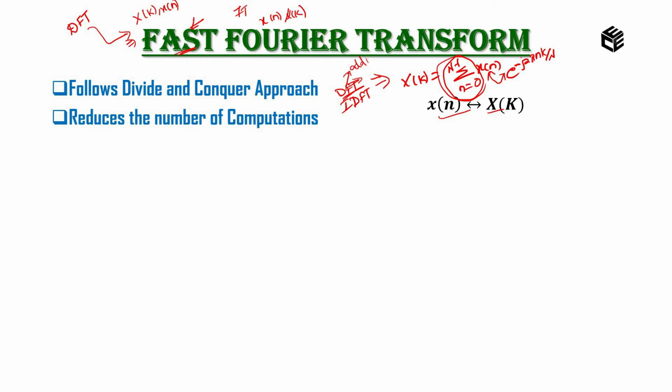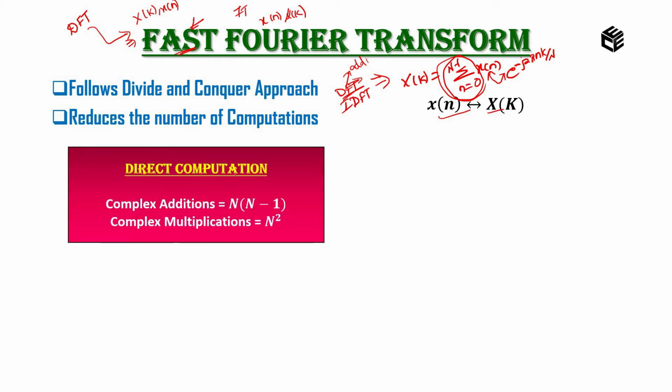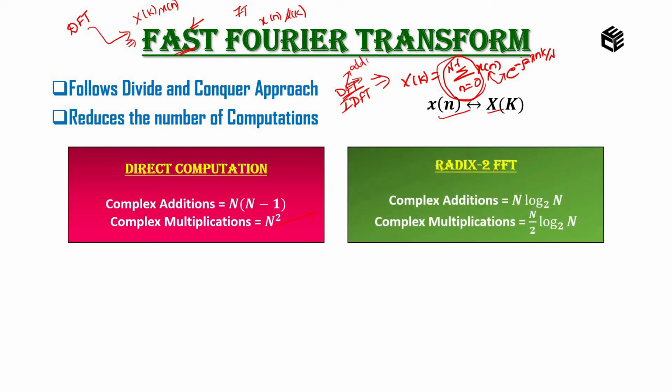Correct. So now we are going to compare the complex addition and multiplication between the discrete Fourier transform and fast Fourier transform. In discrete Fourier transform, the number of complex additions will be equal to N into N minus 1 and the number of complex multiplications will be equal to N square, where N is nothing but the period. And in fast Fourier transform, which can also be called radix 2, which means the logarithmic base is 2, the complex addition formula is N log N to the base 2 and the complex multiplication formula is N by 2 log N to the base 2. With the help of these two formulas, we can find the computational efficiency of FFT.